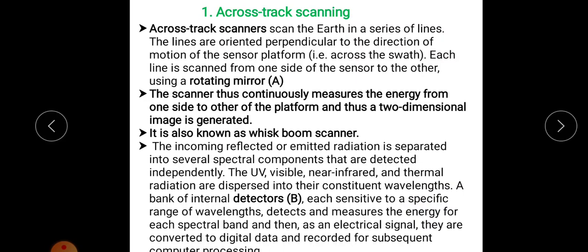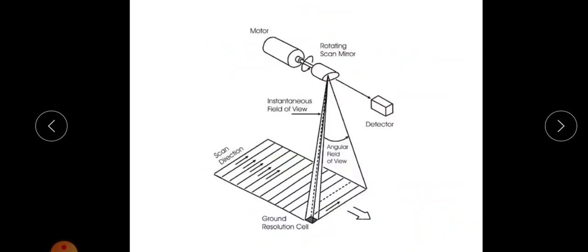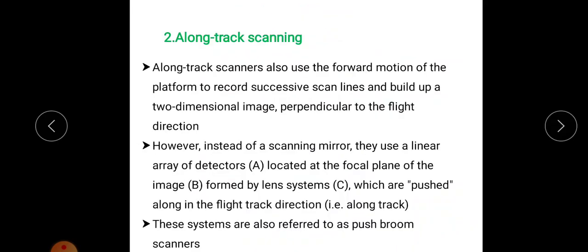So a bank of internal detectors, each sensitive to a specific range of wavelength, detects and measures the energy for each spectral band, and then the electrical signal is converted to digital data. That is the procedure of remote sensing that we have studied. So this is known as across track scanning. Next type is along track scanning.